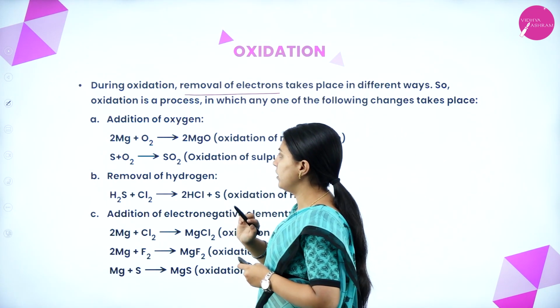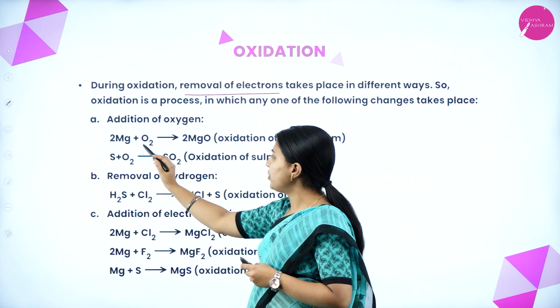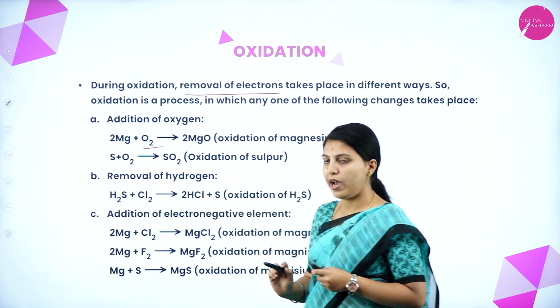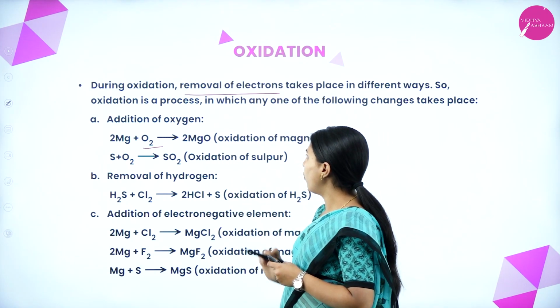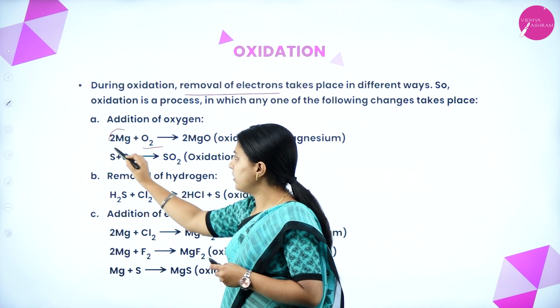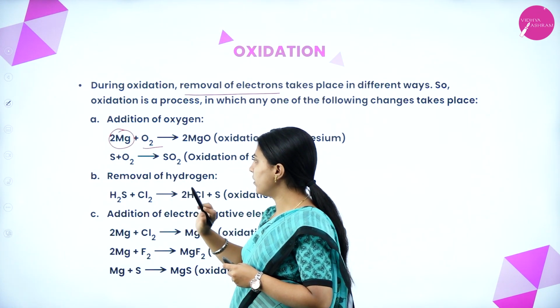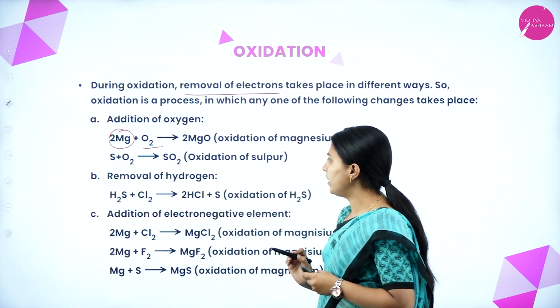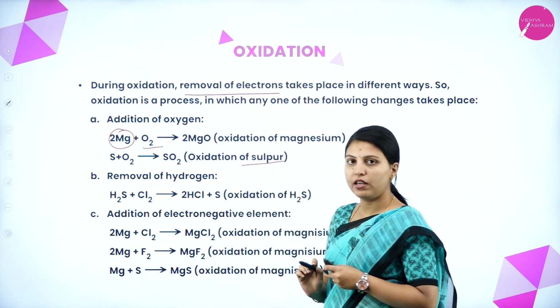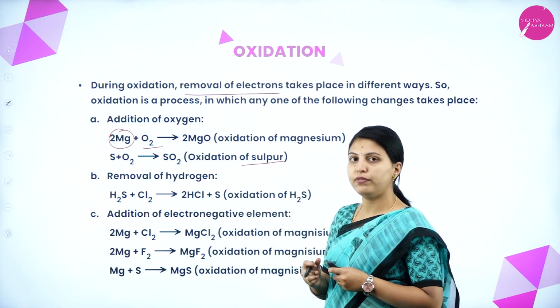Addition of oxygen. This is magnesium. Any metal you can take. Addition of oxygen is going to happen, and MgO forms, oxidation of magnesium is going to happen. This is getting oxidized. And sulfur plus oxygen gives sulfur dioxide. See, oxidation of sulfur is going to happen. This is the example of addition of oxygen.